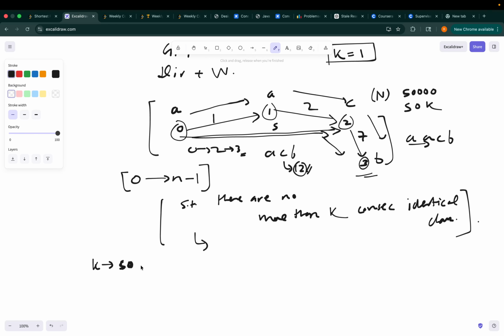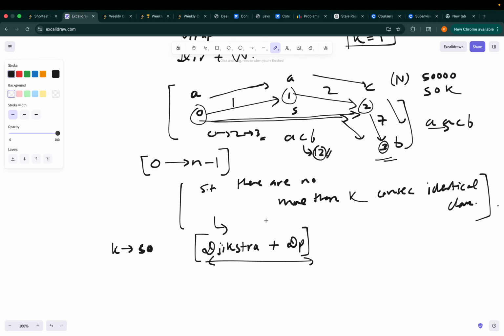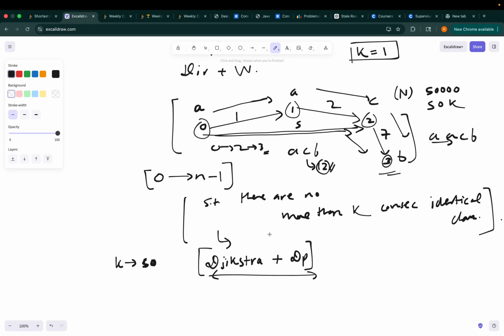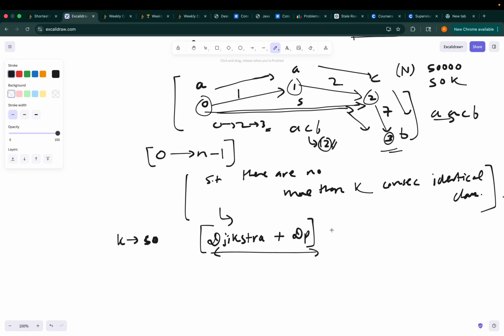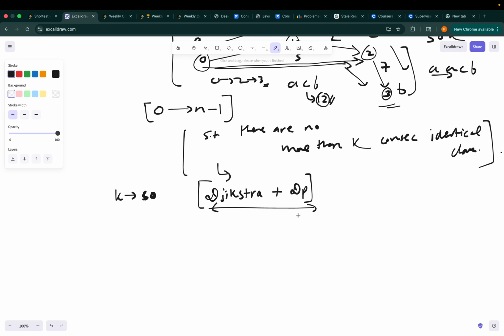This kind of constrained weighted graph problem generally falls into Dijkstra with DP. Dijkstra itself is a dynamic programming construct, and if you add more constraints, it still remains a dynamic programming construct with just more constraints. So needless to say, it's a Dijkstra plus DP problem, and the trick here is to model the graph correctly, and then it's a standard Dijkstra. So how do we model this graph?